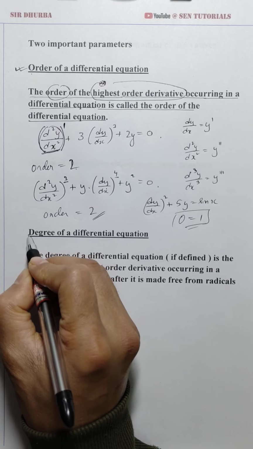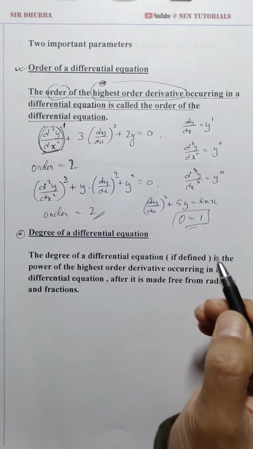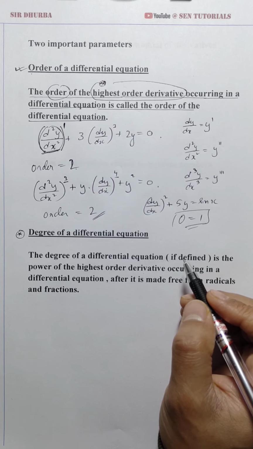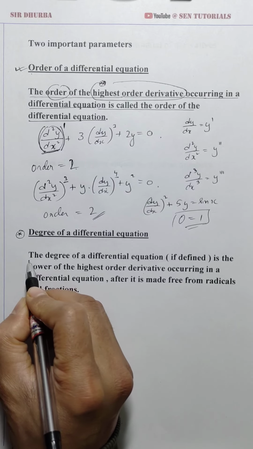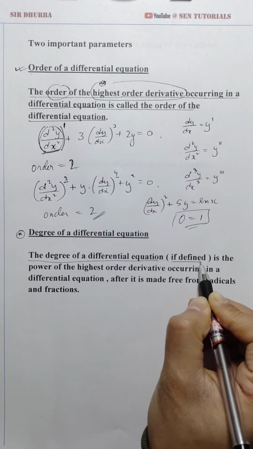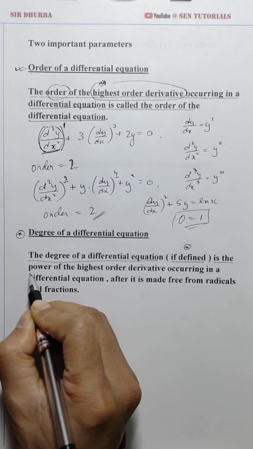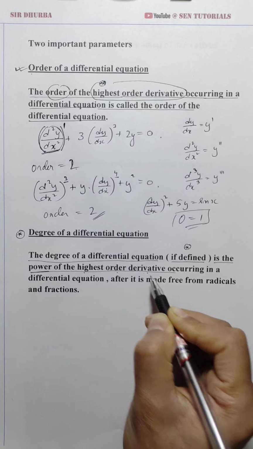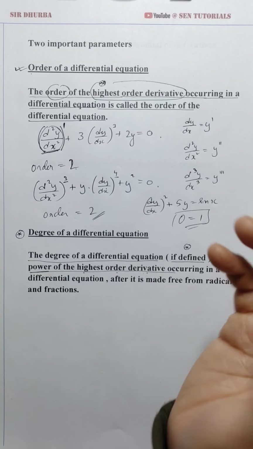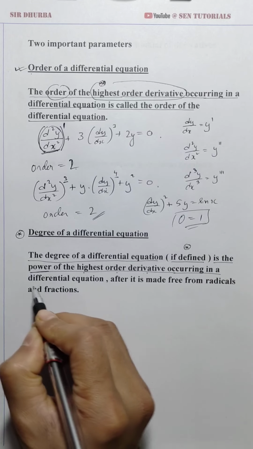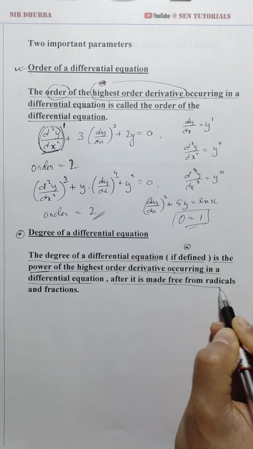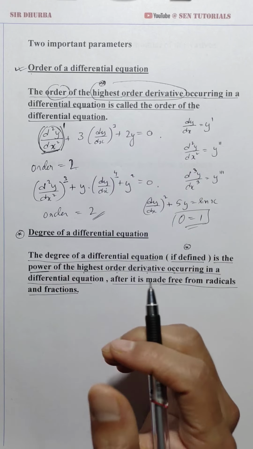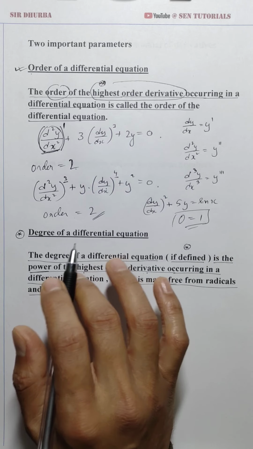All right. Now this is slightly complicated, but I'll try to make it very simple for you. What do we mean by the degree of a differential equation? The degree of a differential equation, if defined, is the power of the highest order derivative. So your first job is to find the order and then its power occurring in a differential equation after it is made free from radicals and fractions. You remember polynomials I was talking about? That's why I cleared that topic first. After that only we can comment on the degree.